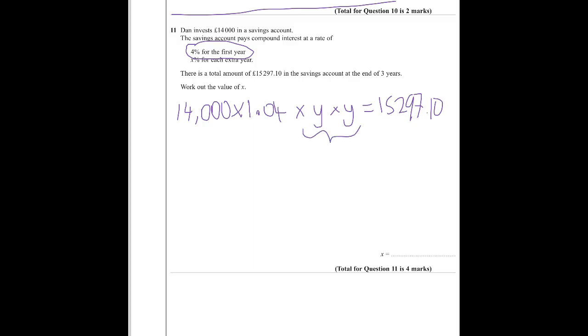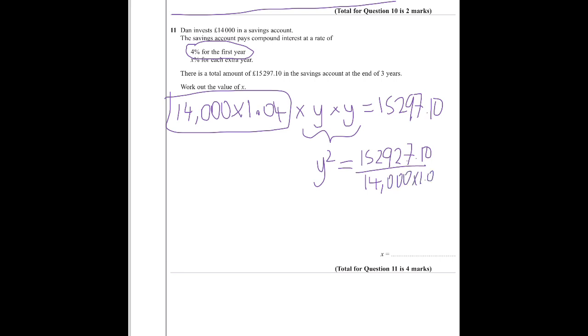Cool. So look at this. We are going to get y squared. And you know what? With all of this number, I'm going to divide it across. So y squared is going to be £15,297.10 divided by that. Again, don't worry if you times the numbers first on the bottom and then divide it. It works. So let's work this out. 15297.10 divided by, I always like to use a fraction button here, 14,000 times 1.04.